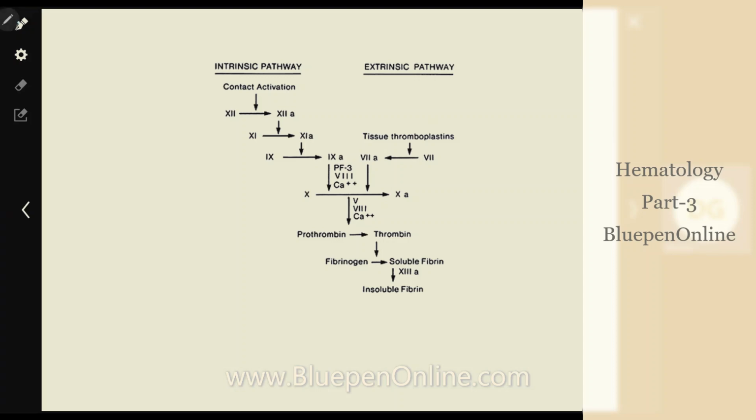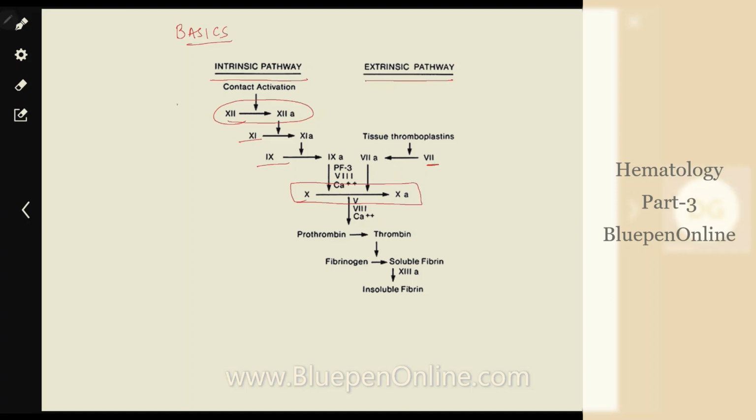Before we go further, let us brush up our basics in coagulation cascade. The basics. It involves the intrinsic pathway, the extrinsic pathway. The intrinsic pathway first begins with factor 12A activation, then factor 11, 9, and finally factor 10. On the other hand, the extrinsic pathway begins with the activation of factor 7.